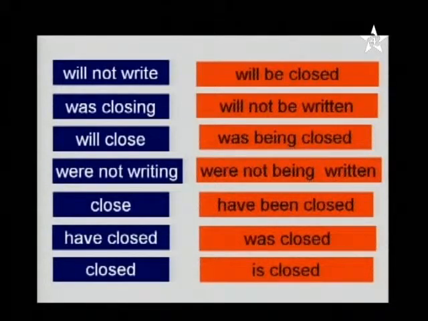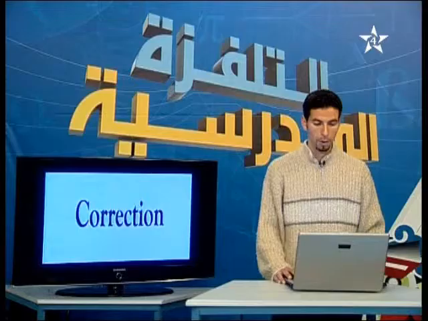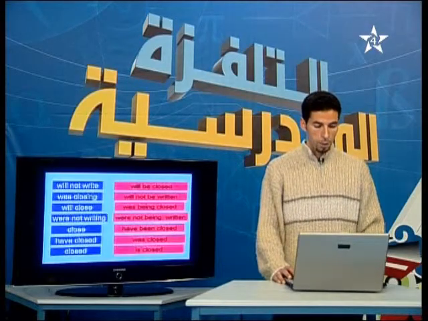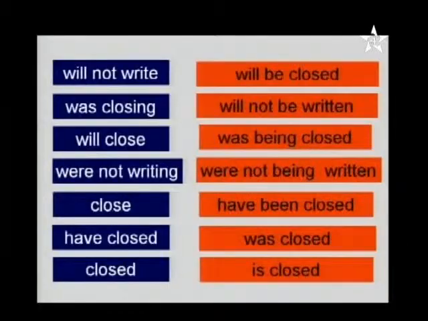Okay? Now, let's go for correction. Right, so here are the sentences. Let's start one by one. Will not write: which one do you think it matches with? Will not write is the active form of the passive will not be written. Was closing, what do you think? Was being closed.